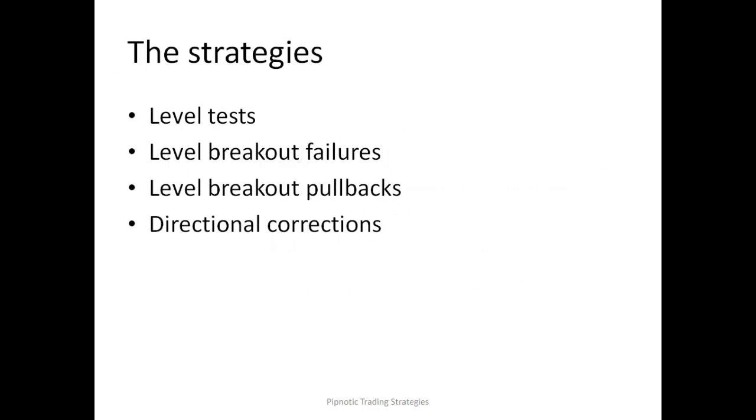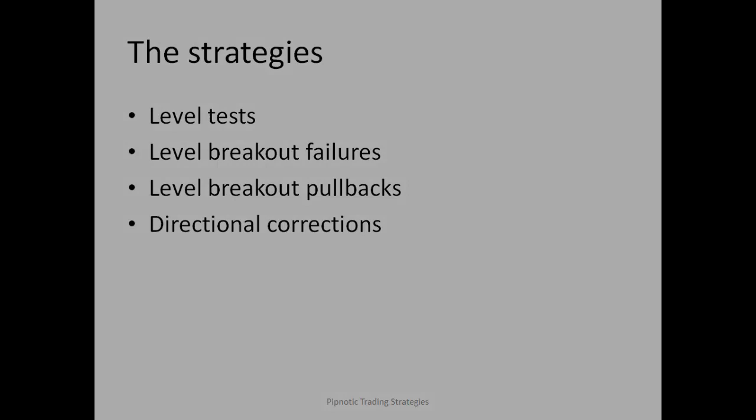Okay, now we'll have a quick look at the strategies one by one. We have, as mentioned earlier, 4 strategies. We have the level tests, level breakout failures, level breakout pullbacks, and directional corrections. And we have 2 variations of the directional corrections. At the end of the day, all trade setups are level tests. It just depends on where they happen and how they happen. But let's start off with the level tests, and then we'll walk through the remaining 3 of our strategies.